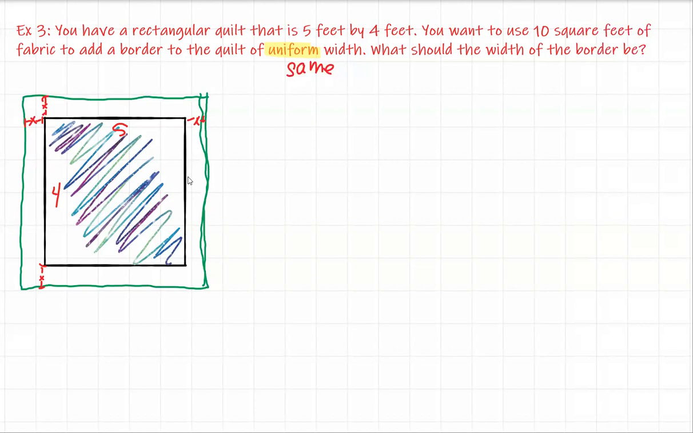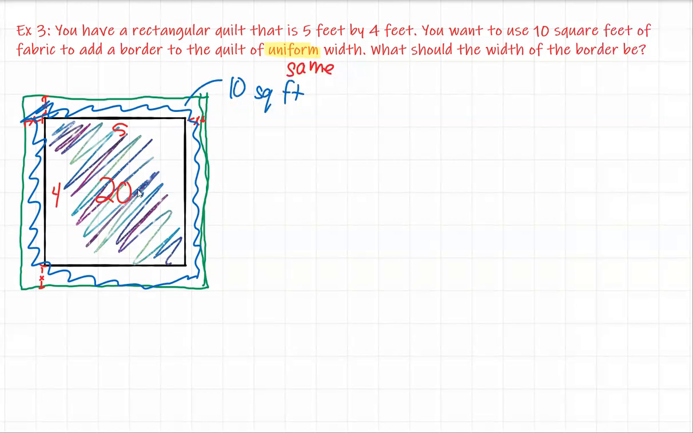So how are we gonna go about this? How are we gonna find this? Well, we know a few things. We know the area of the inside is 20 because 5 times 4. And we know the area of the border, so the area of the blue shaded piece, we know that too. We know that's going to be 20 square feet. So we can kind of use that to our advantage a little bit.